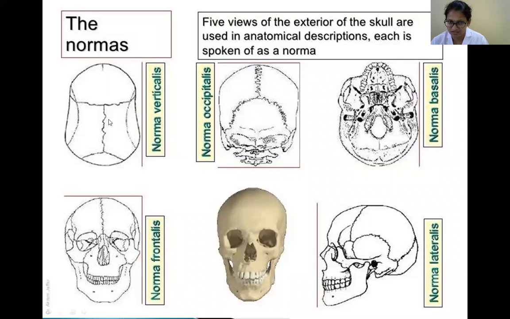From above, it is norma verticalis. From behind, norma occipitalis. From below, norma basalis. From the front, norma frontalis, and from the lateral view, norma lateralis. These are all the 5 views that will be studied in the skull. Next, after removing the skull cap, we are going to see the base of the skull.